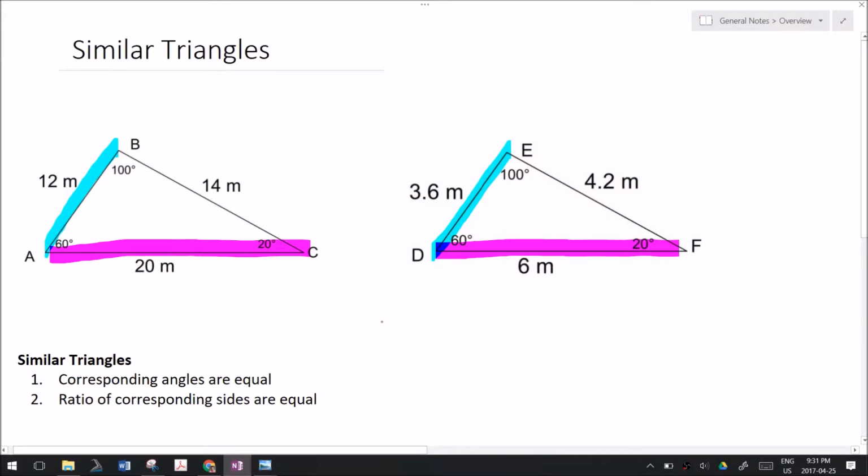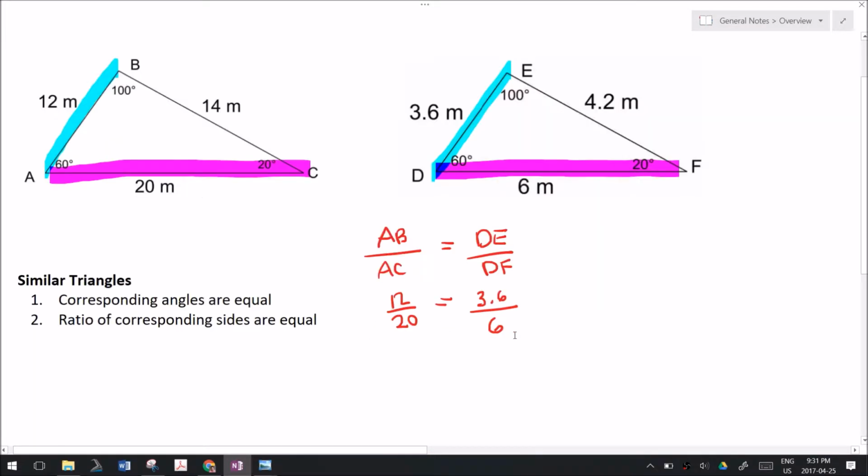That means that if I take the side length of AB and divide it by AC, I should get the same decimal number as if I divide the length of DE by the length of DF. So if I take the measurements 12 over 20, so the length of AB is 12 and the length of AC is 20, I should get the same number if I divide 3.6, which is the length of DE, by 6, the length of DF. If I do that, I get 0.6, and on the other side I also get 0.6. So that's useful for me because it helps me find the length of sides that I don't know.